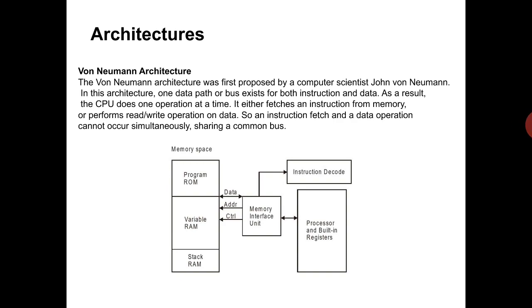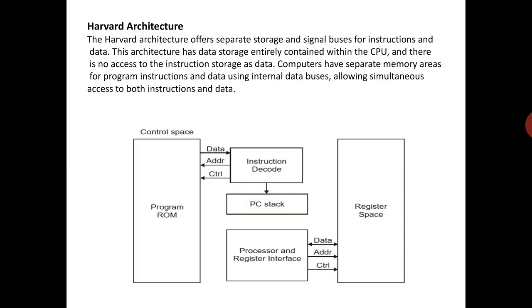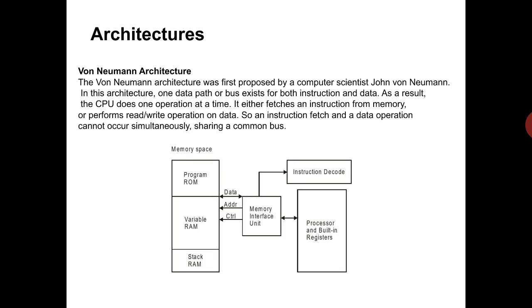Next is architectures. There are two types of architectures. First is von Neumann and second is Harvard. Von Neumann architecture and Harvard architecture. The von Neumann architecture was first proposed by computer scientist John von Neumann.